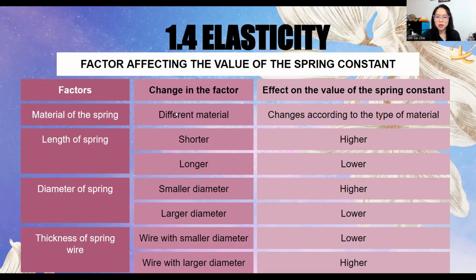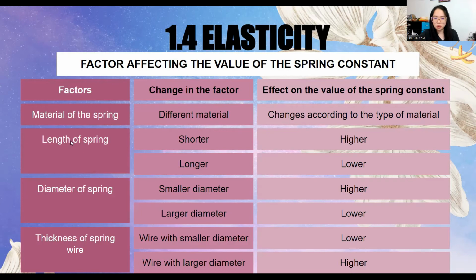Now, the factor that changes is the different material. For example, a spring made out of copper, a spring made out of steel, a spring that is made up of nichrome. So these are what we call different materials. It changes according to the type of the material, okay?